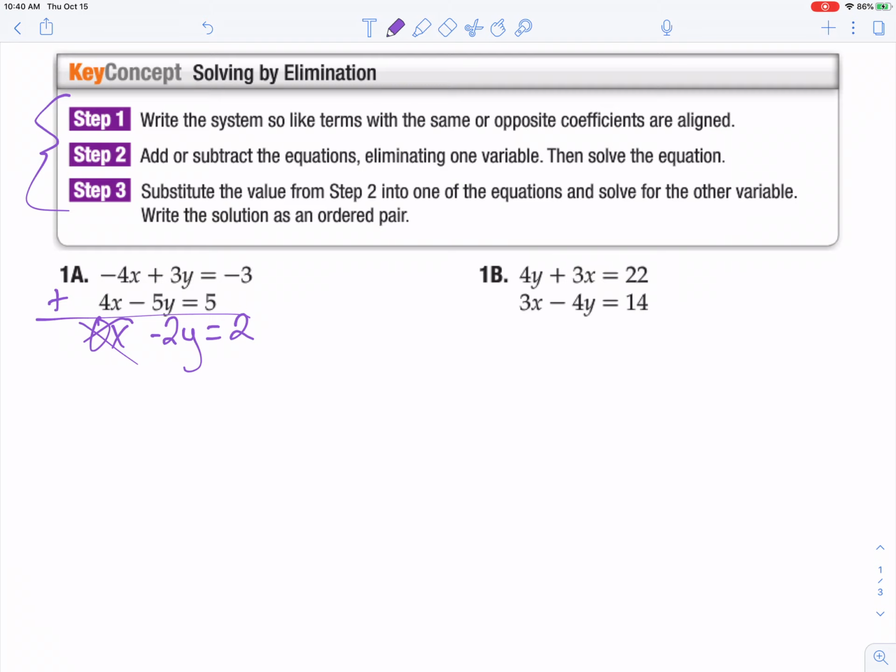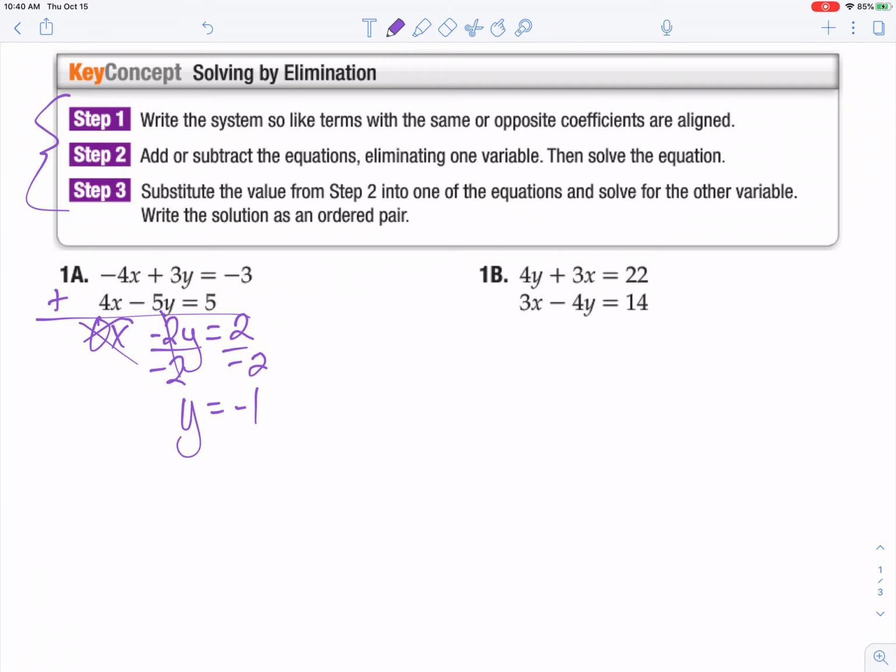The reason that I love elimination is because it gets rid of one of the variables and leaves you with just one variable left. And that is easy to solve. 2 divided by negative 2 is negative 1. Look at that. I already know one of my variables. Now again, my answer needs to be a point.